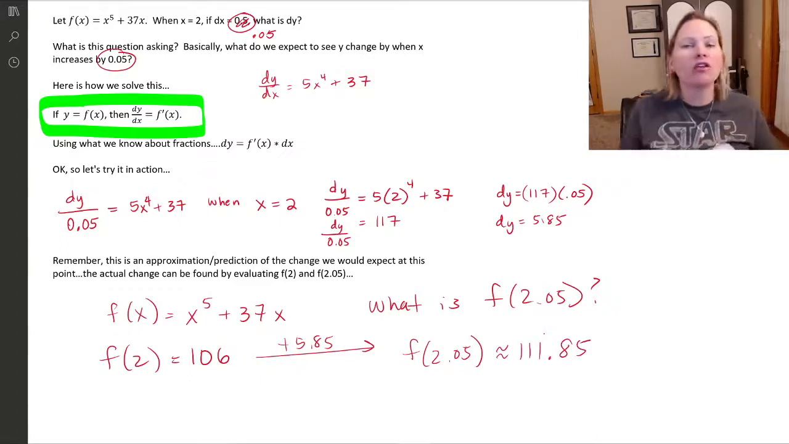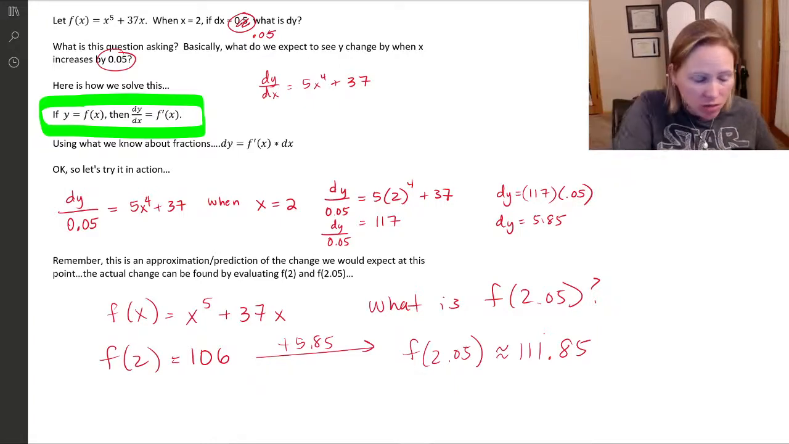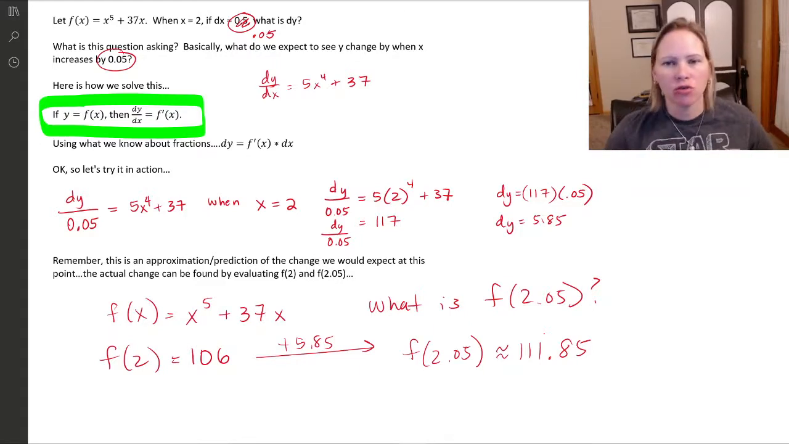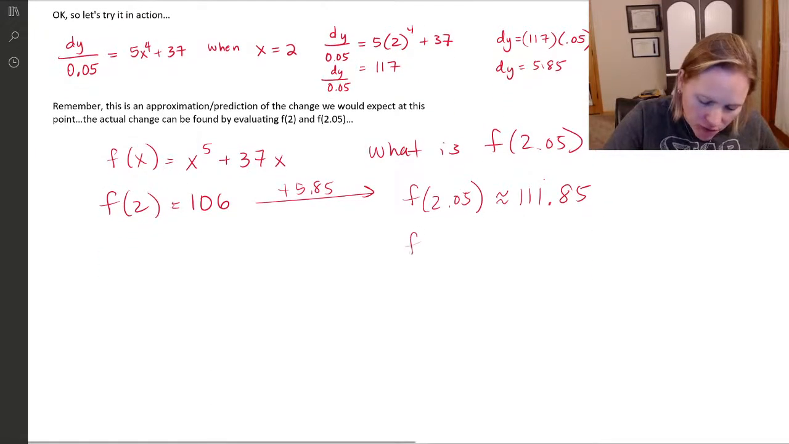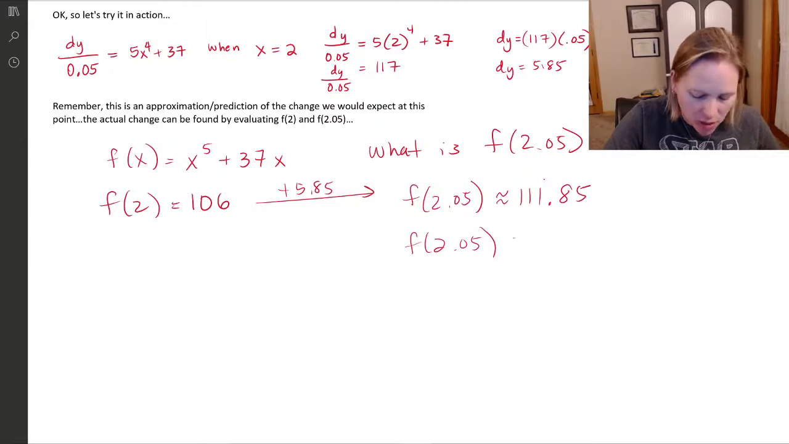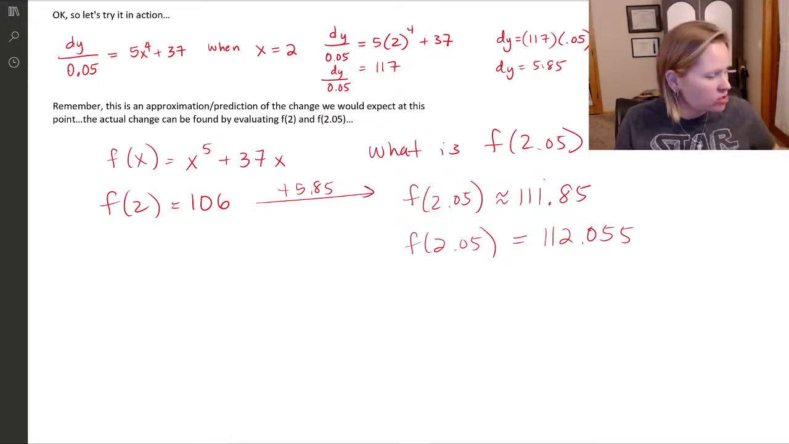Now this is just another estimation tool, right? Back in the day, we had candles, no calculators. This is our estimation of f of 2.05 because that's the change in y that we expect to see. Here's the actual value. F of 2.05, when I plug the number in, I get 112.055. So that's a difference of about 0.2, okay? So I got pretty close with my estimation.